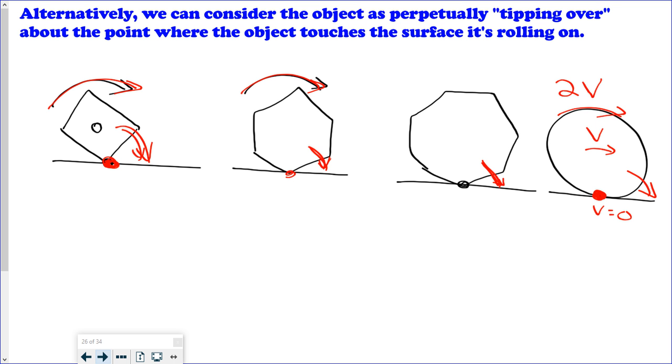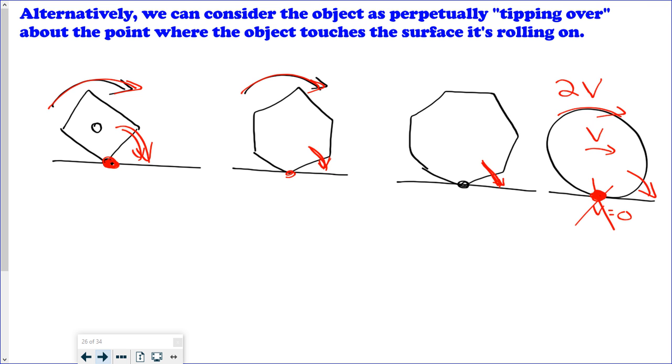You can think of it as a combination of linear and rotational motion. When you do that, you're thinking of the center of mass as your pivot point. Or you can think of it as exclusively angular motion, in which case you consider the pivot point to be right here, at the point of contact. So that's the idea of how we can process this.